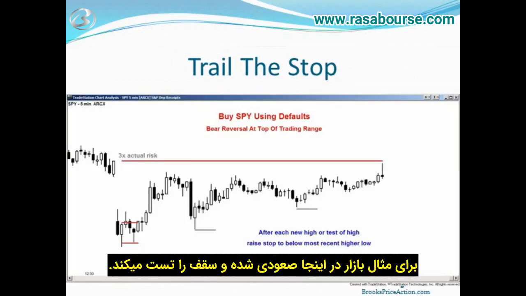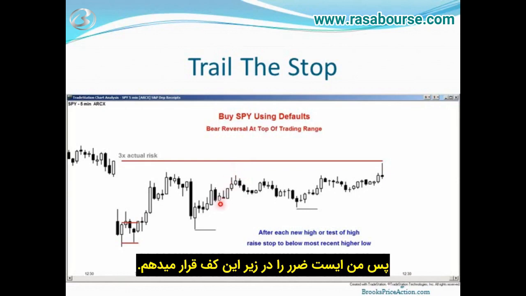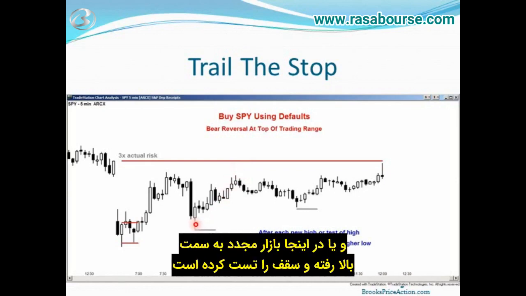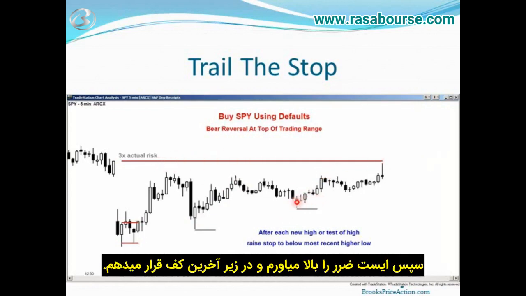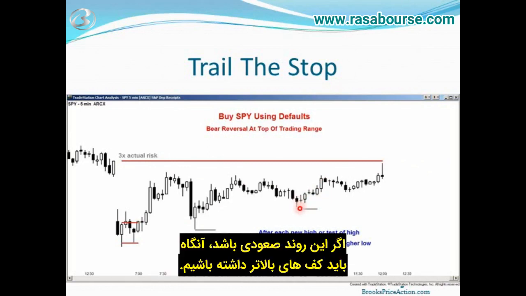So for example, when the market runs up here and tests the high, I would move my stop to below this low. When the market comes up here again and tests the high, or maybe up here after it actually goes to a new high, I would trail the stop up to below this most recent higher low. If this is a bull trend, I want it to keep forming higher lows.